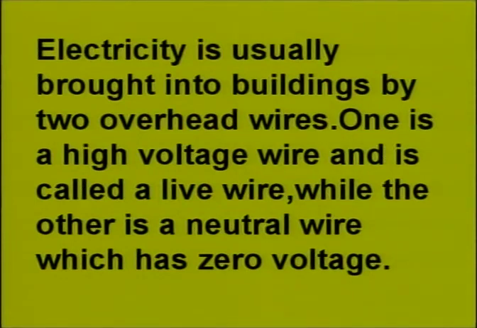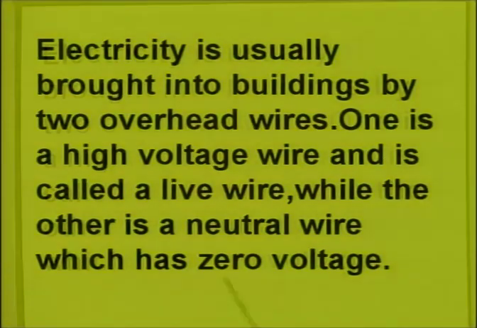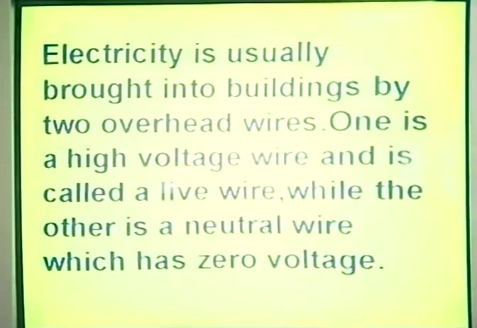All right, as I've just mentioned, electricity is usually brought into the buildings by 2 overhead wires. One is a high voltage, and it is known as a live wire, while the other is a neutral wire which has 0 voltage.